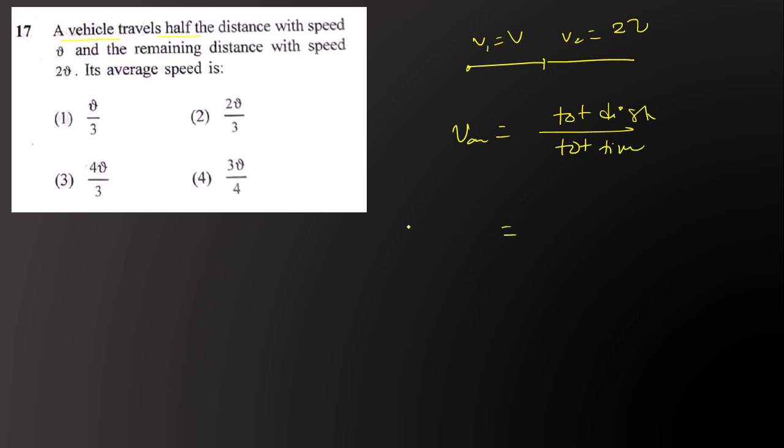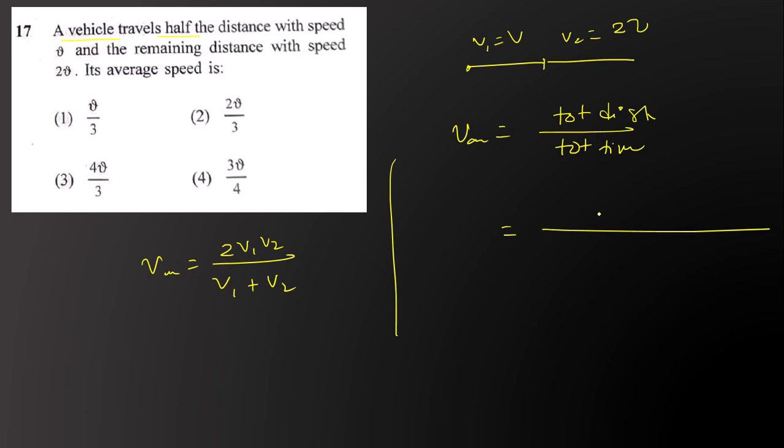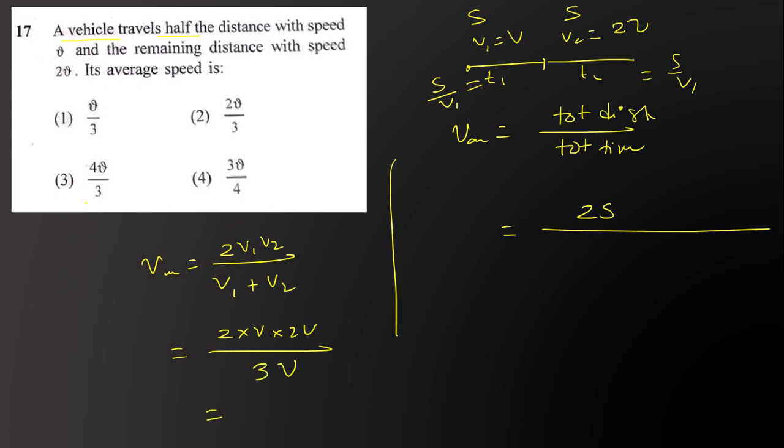But we already know the formula for this. It is 2 v1 v2 divided by v1 plus v2. Well, if you cannot remember this, of course you can calculate it like this. It is s, and this will be equal to t1 plus t2. If I consider both the halves as s by 2, then t1 will be equal to s by 2 divided by v1, and we will get this one. So if I put the values v and 2v, this will be 3v, so the answer will be 4v by 3. So option 3 is the correct one.